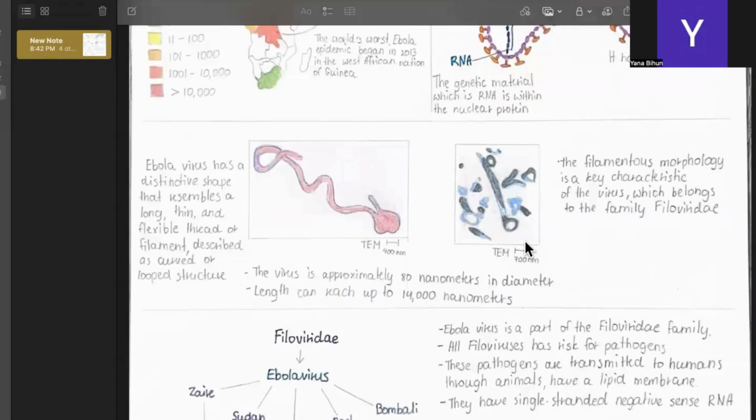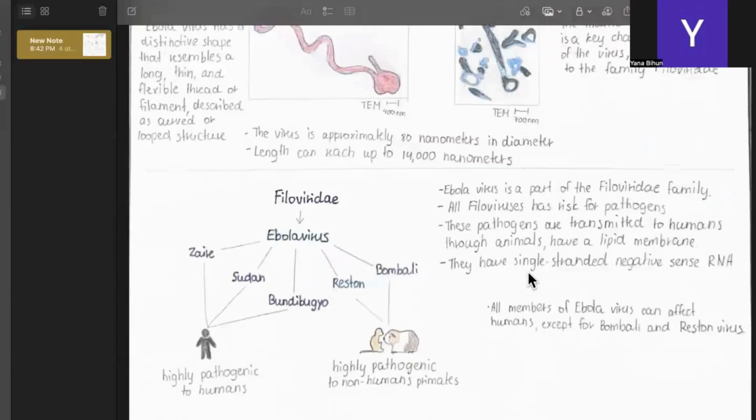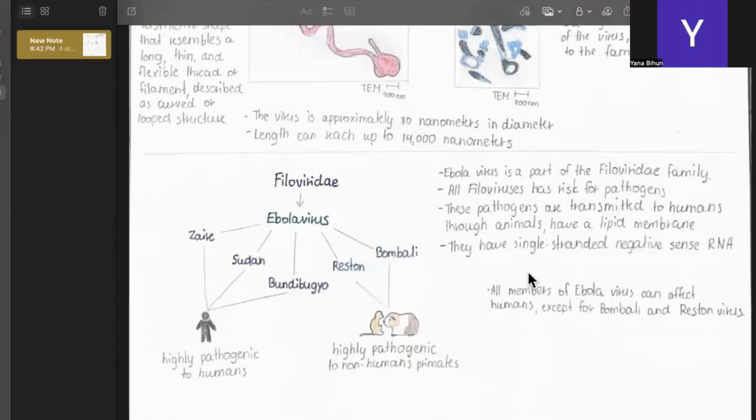Ebola virus has a distinctive shape that resembles a long, thin, and flexible thread or filament, described as a curved or looped structure. The virus is approximately 80 nanometers in diameter. Length can reach up to 14,000 nanometers. The filamentous morphology is a key characteristic of the virus, which belongs to the family Filoviridae. Ebola virus is a part of the Filoviridae family.